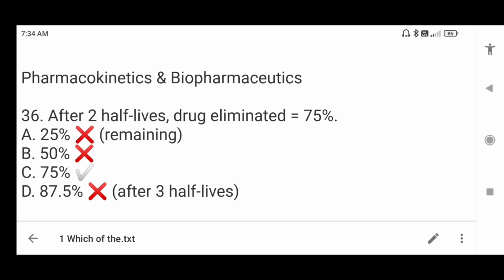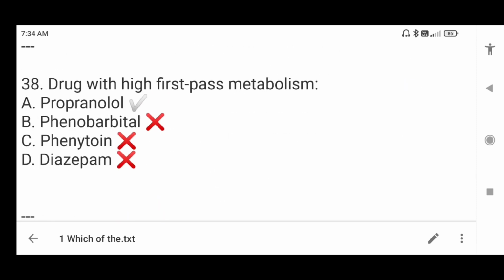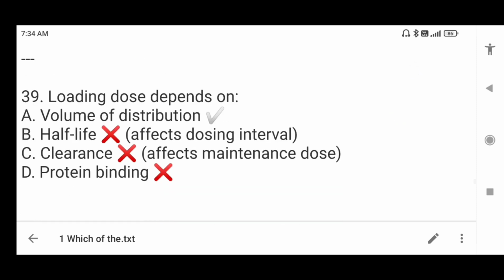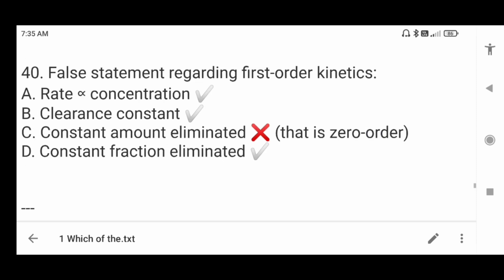Zero order kinetics is not seen with barbiturates, but is seen with salicylate, phenytoin, ethanol. Drug with high first pass metabolism is propranolol. Loading dose depends on volume of distribution. False statement regarding first order kinetics: constant amount of elimination is zero order kinetics.